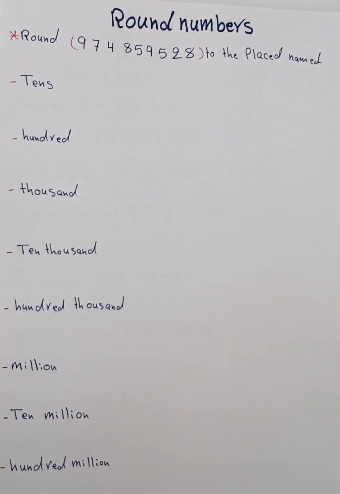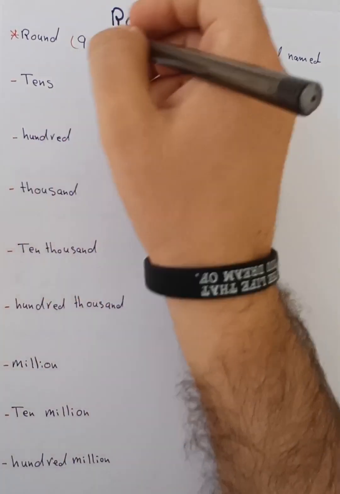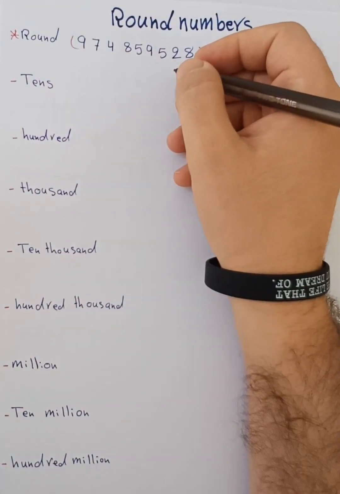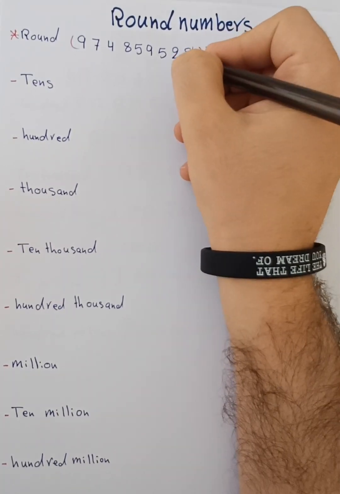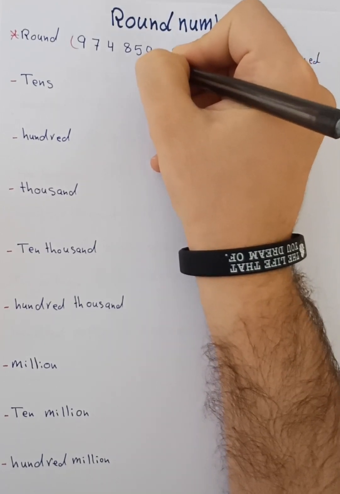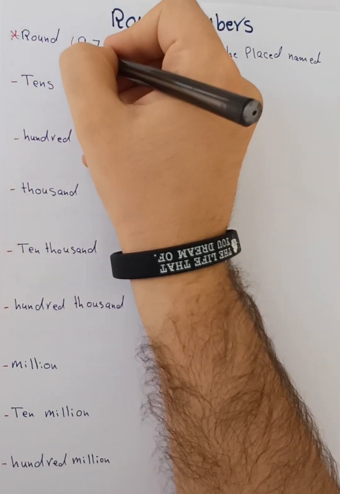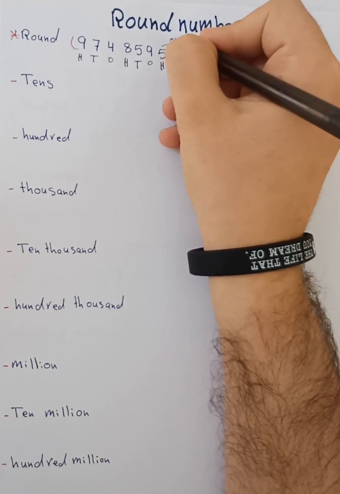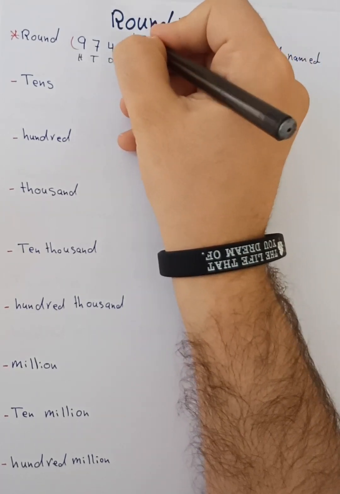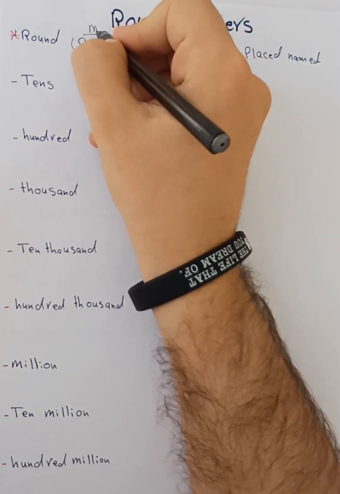After that we have this example. We have to round this number from or to the place name. First we have to identify the numbers. The first number at right is ones, tens, hundreds, ones, tens, hundreds, ones, tens, hundreds. These three numbers become ones, these three numbers become thousands, and the last three numbers become millions.